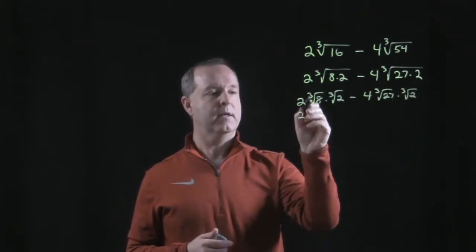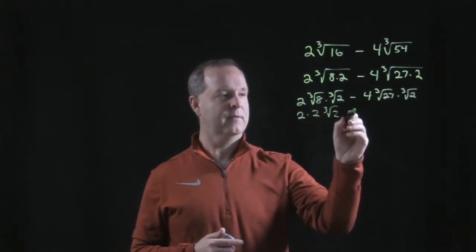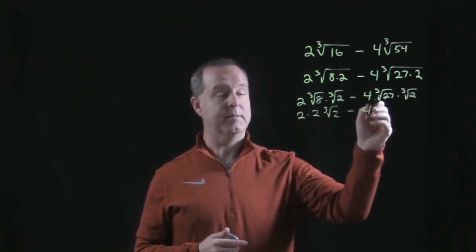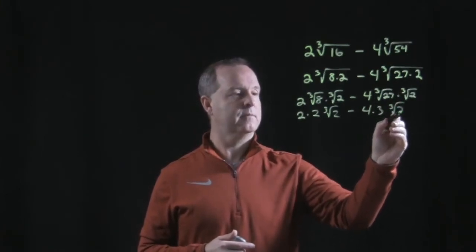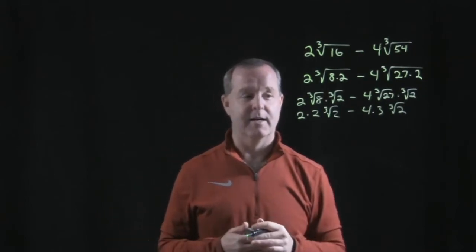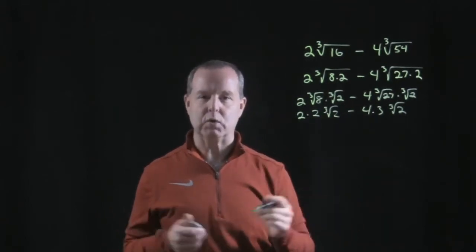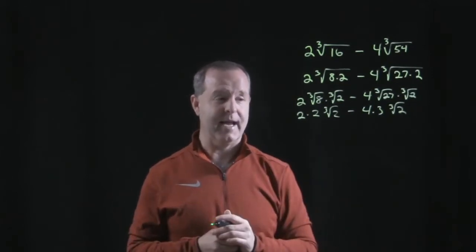So I have 2. Cube root of 8 is a 2. Cube roots of 2. 4 times cube root of 27 is a 3. Cube roots of 2. You can see how you have to be real careful and not get lost in some of these. There's going to be lots of 2s, lots of 3s popping on up. And if you're not careful, you're going to lose track of what's happening.